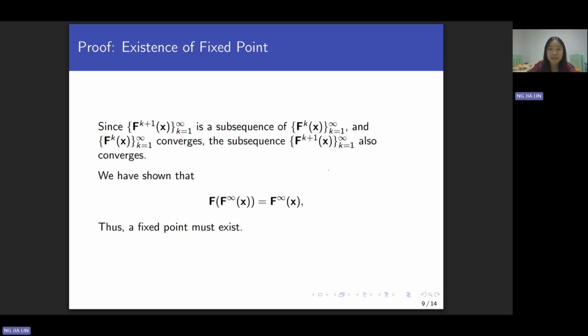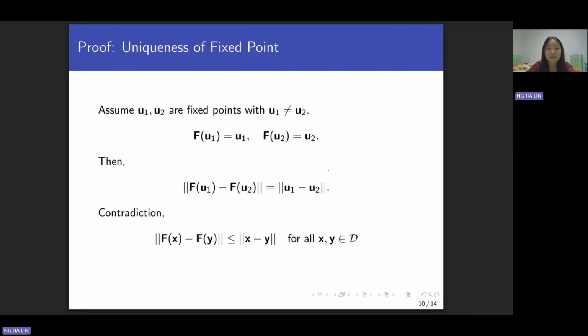Therefore, we have shown that a fixed point must exist, and the point is what we define as the limit f infinity x. So next, we'll prove the second part, which is that the fixed point is unique. And we will prove it by contradiction. So we assume that there are two fixed points, u1 and u2, and we assume that u1 is not equal to u2.